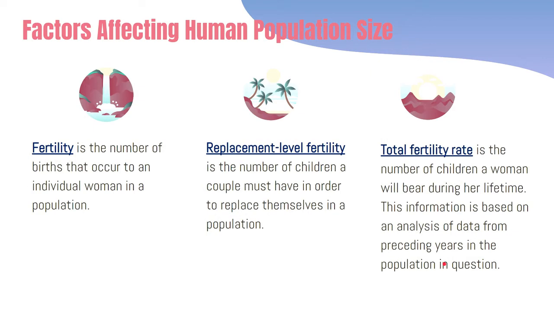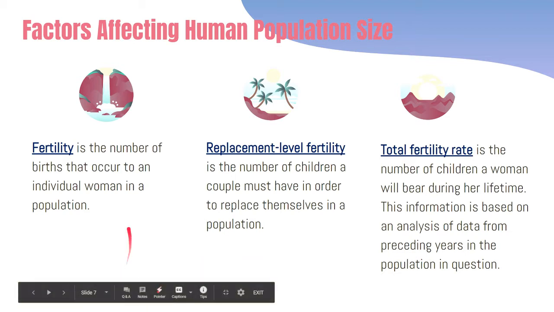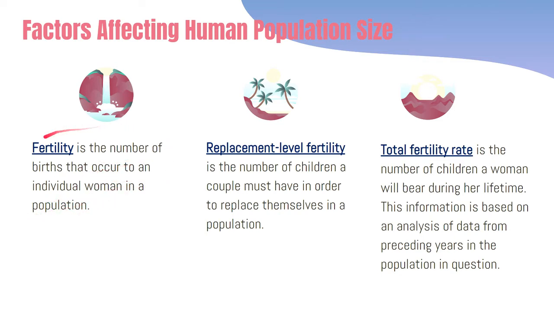So these are the different factors that affect population size, and we will look at them one by one. The first is fertility. This is the number of births that occur to an individual woman in a population. So fertility is the number of offspring that a woman gives birth to in a population.